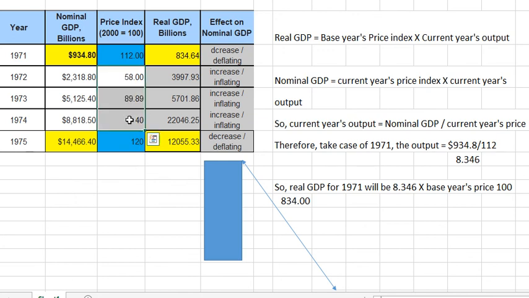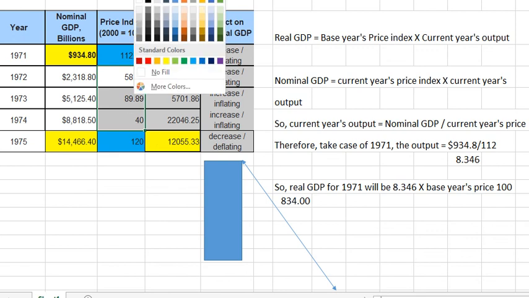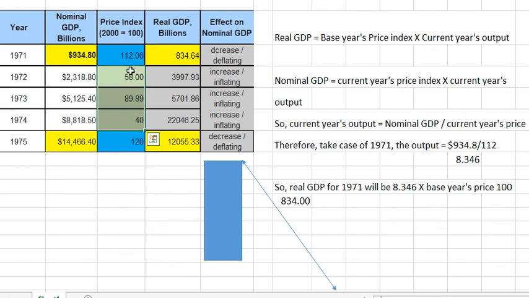For the other years, these price indices are indeed smaller than the base year's price index of 100. So 58 is a smaller number than 100, 89 is a smaller number than 100, and 40 is clearly a smaller number than 100. So when the current year's price index is smaller than the base year's price index, that's when the real GDP numbers are bigger than the nominal GDP number for those years. And when the price index is greater than the base year's price, the real GDP numbers are smaller than the nominal GDP numbers.